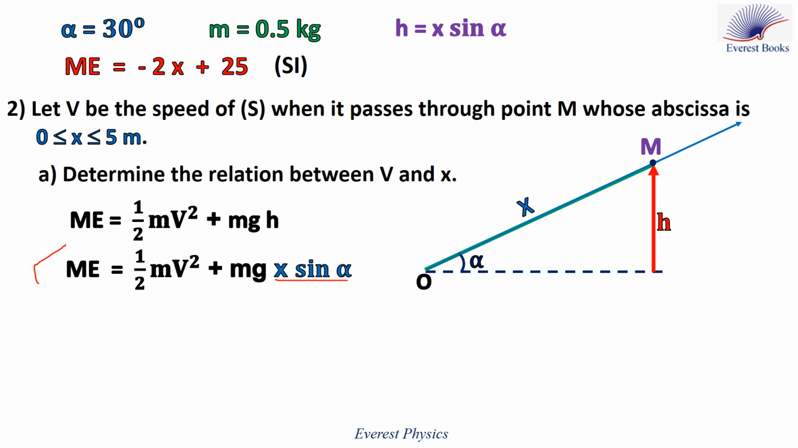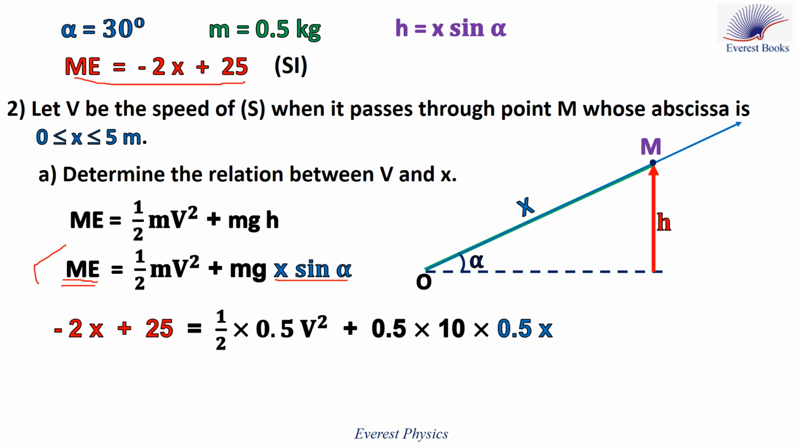Also, in the previous slide, we have seen that the expression of the mechanical energy as a function of x is minus 2x plus 25. So let's replace ME by minus 2x plus 25, and replace m by 0.5 kilograms, g by 10, and sine alpha by 0.5. Now we have a relation between x and v: 0 equals 0.25 v squared plus 4.5x minus 25.